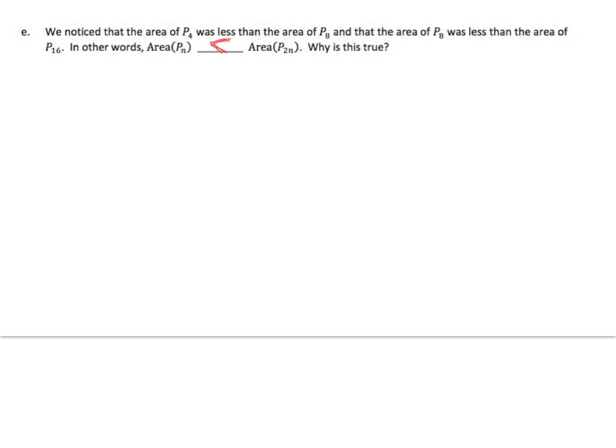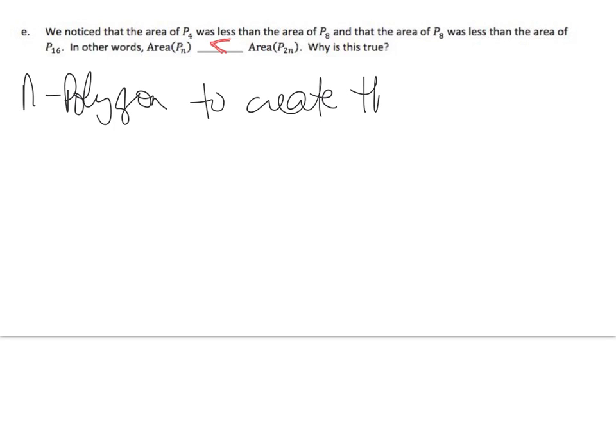Okay? So we're using the n polygon to create the 2n polygon. Like when I drew mine, I used my square to create my octagon just by splitting it into more and more pieces, right? So I used my 4 polygon to create my 8 polygon, to create my 16 polygon, etc., etc. Does that make sense?